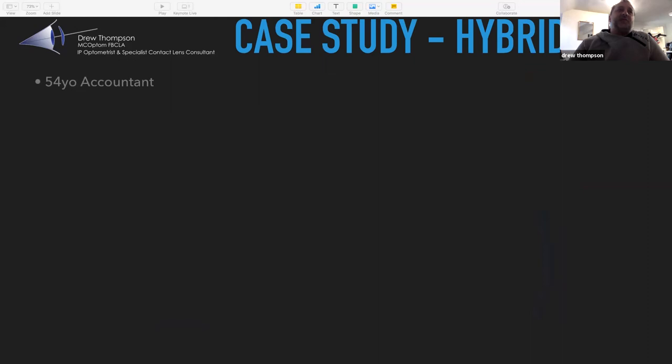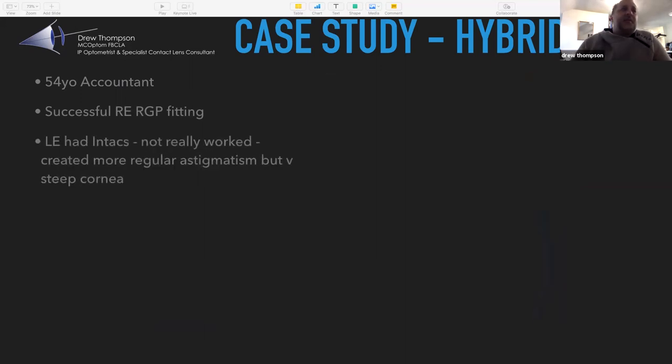So this is a case study for a hybrid lens. This was a 54-year-old accountant. He had a successful RGP fitting. However, in the left eye, he'd had Intacs, which, if you don't know what they are, are the little plastic rings that are inserted within the stroma of the cornea to try and flatten the cornea out to make it less keratoconic-like and make the astigmatism more regular. But in this case, it hadn't really worked properly and the cornea was really quite steep. He struggled with RGP fitting and comfort.